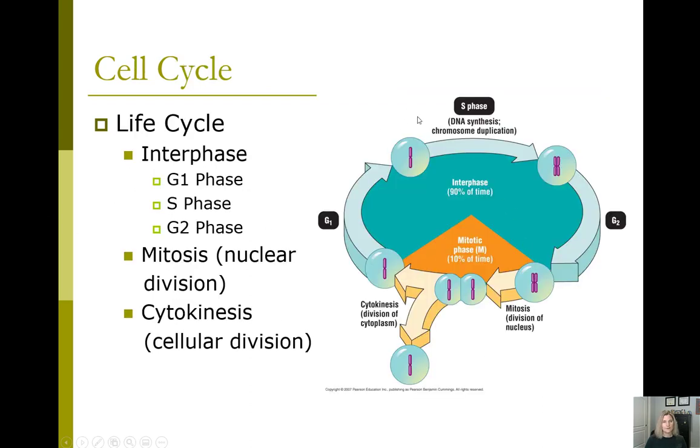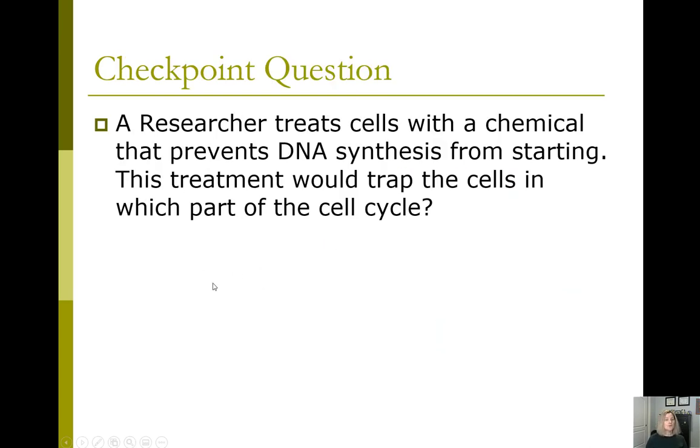Okay, so we have no S stage. So if there's no S stage, then we can't have a G2 stage, and we can't have mitosis. So it's basically stuck in the G1 stage. Okay, so we're stuck in the G1 stage because we can't do the next stage after that, or the phase. You can say stage or phase.